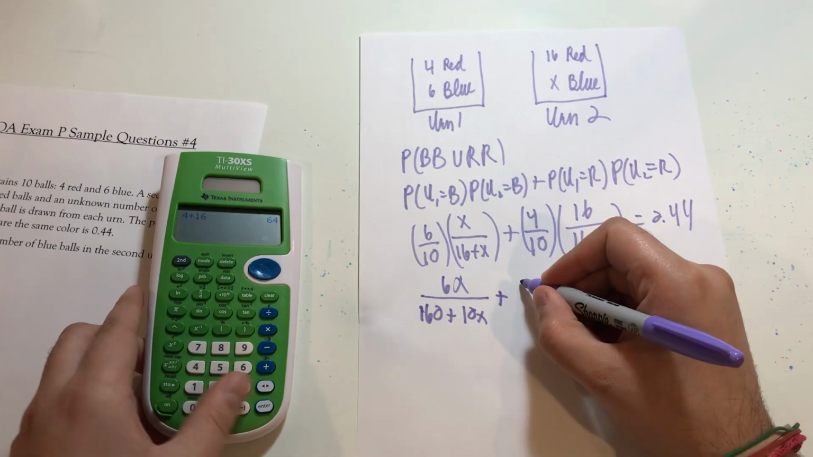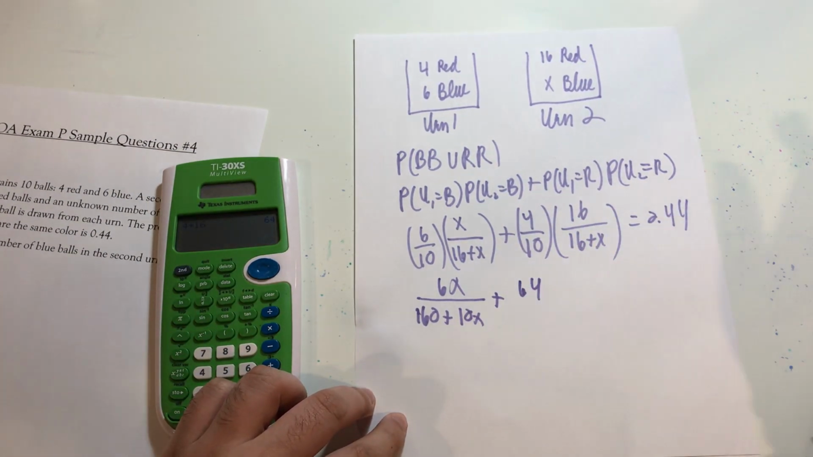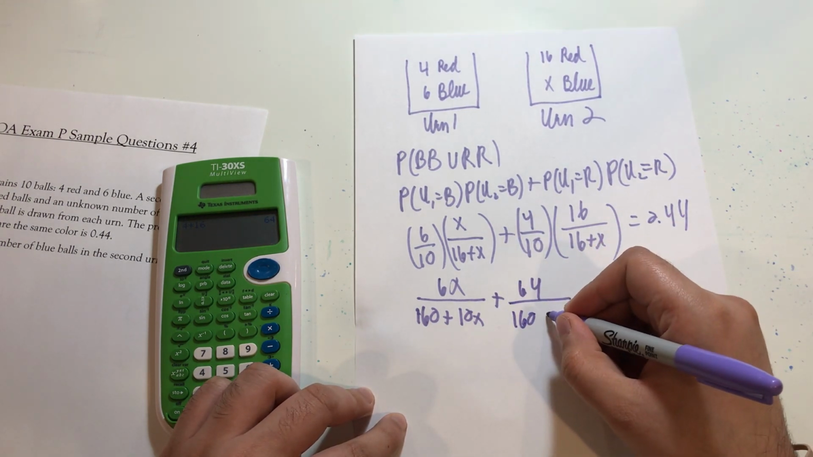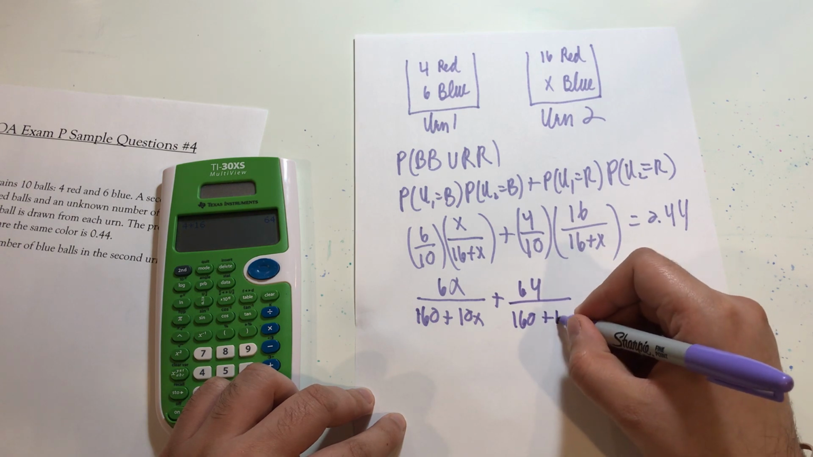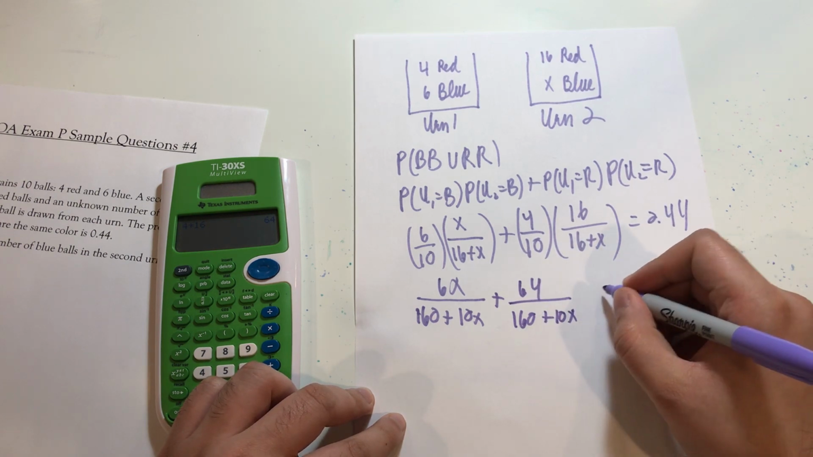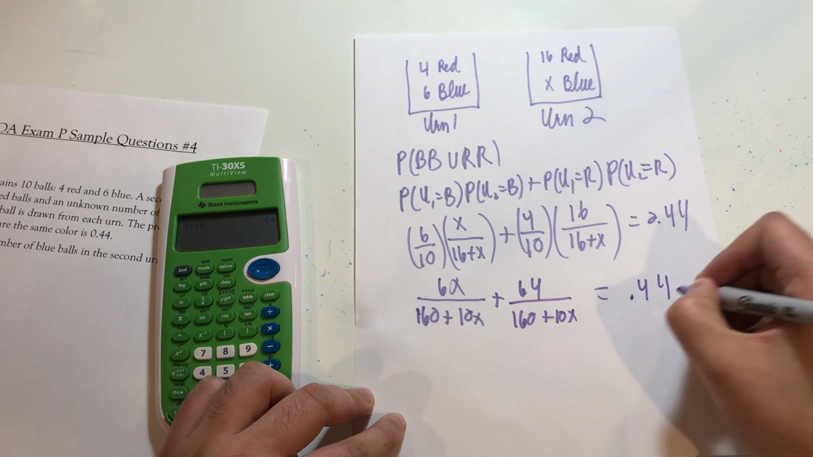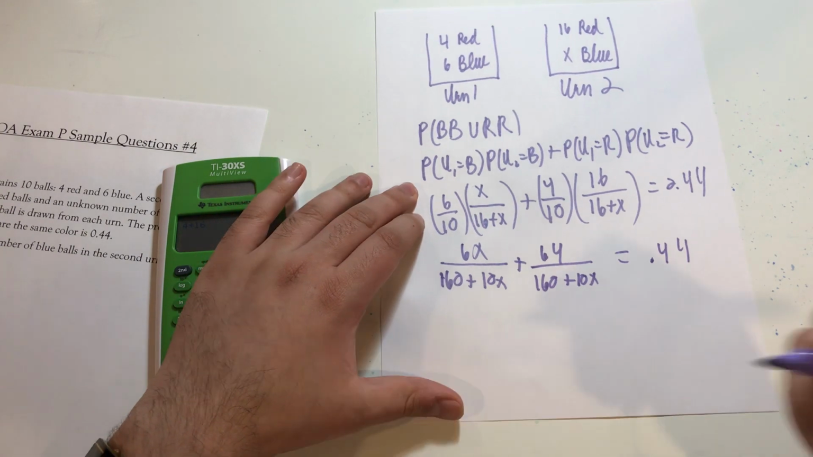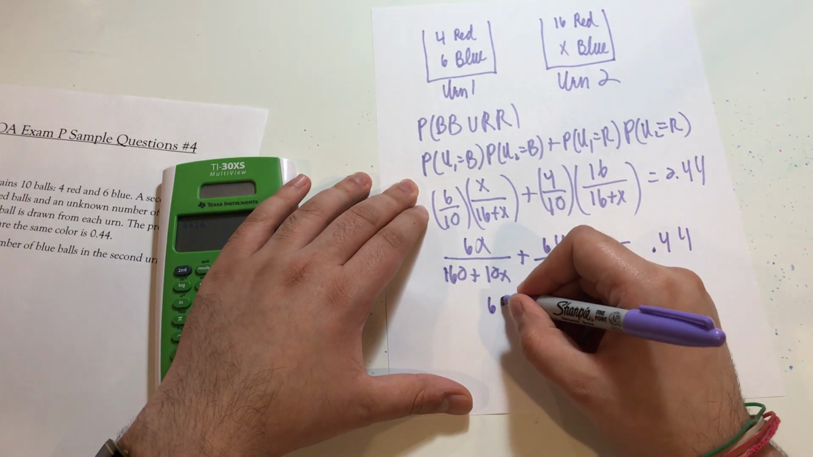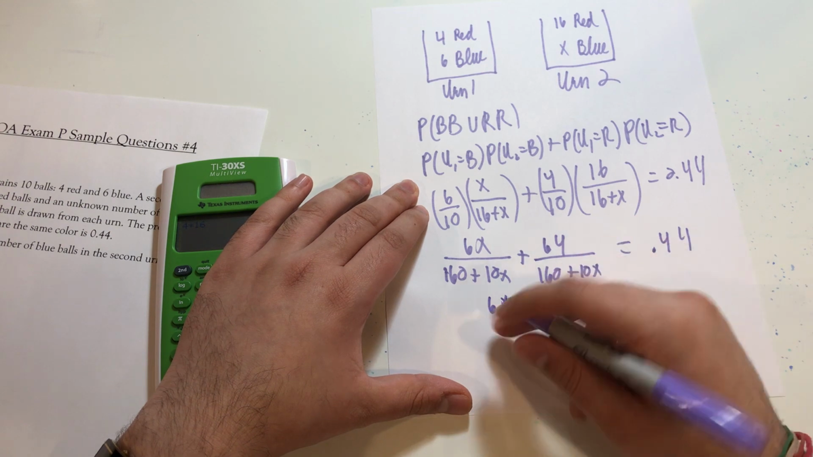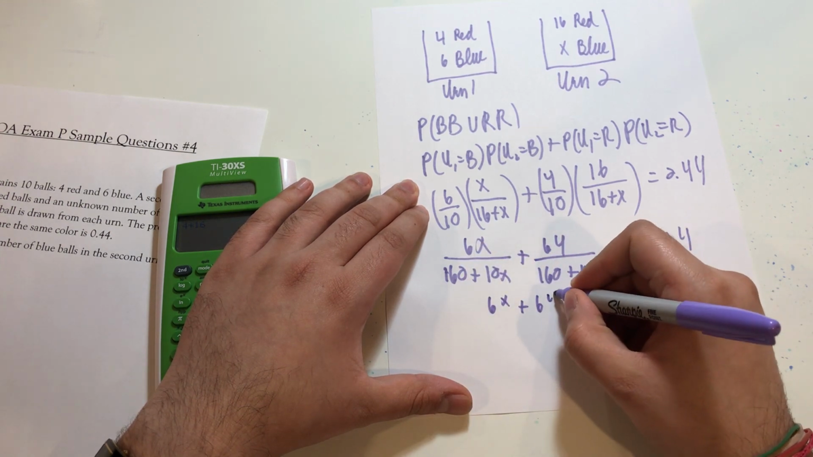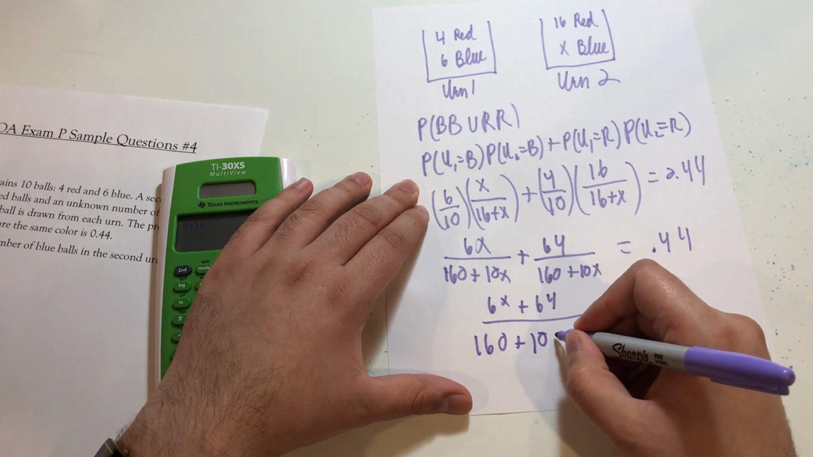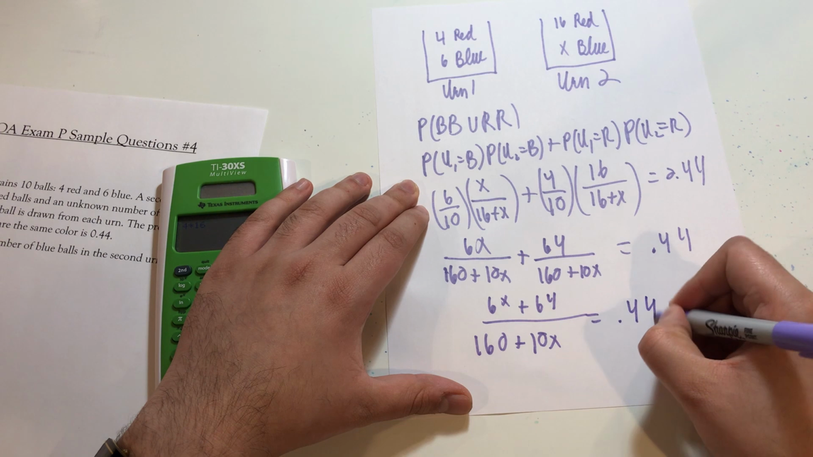Right, so 4 times 16 is 64, top to top, bottom to bottom, that's how you multiply. 160 plus 10x, and that all equals 0.44. Now what I can do is combine the fractions because they have common denominators. I feel like that part doesn't really need explaining. So 6x plus 64 over 160 plus 10x is equal to 0.44.